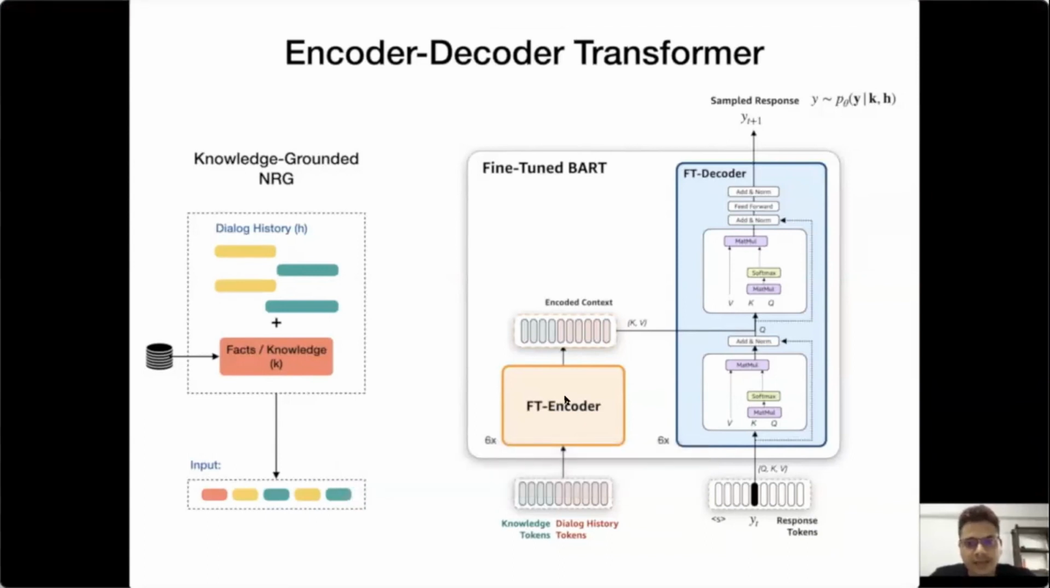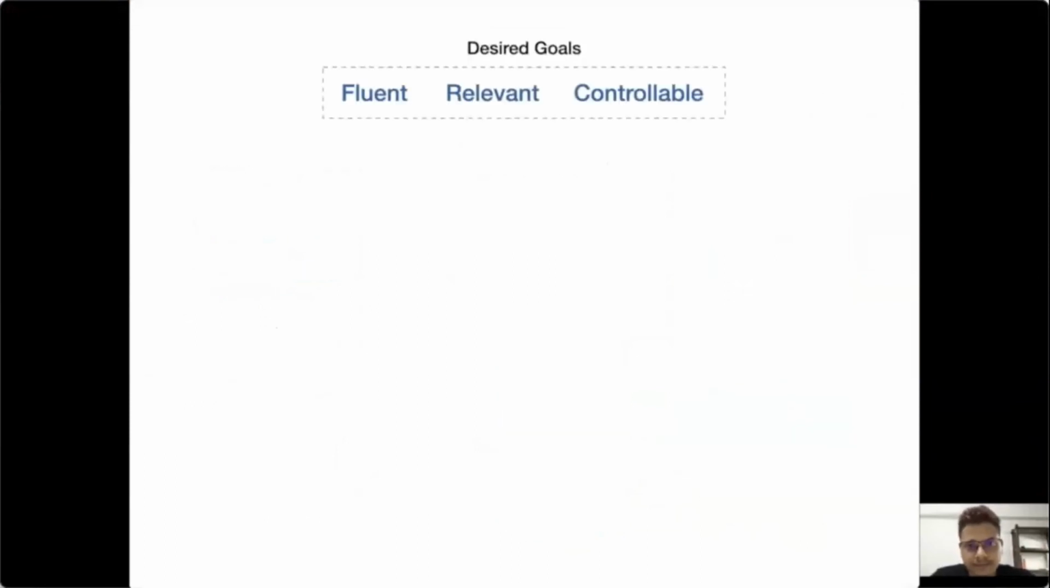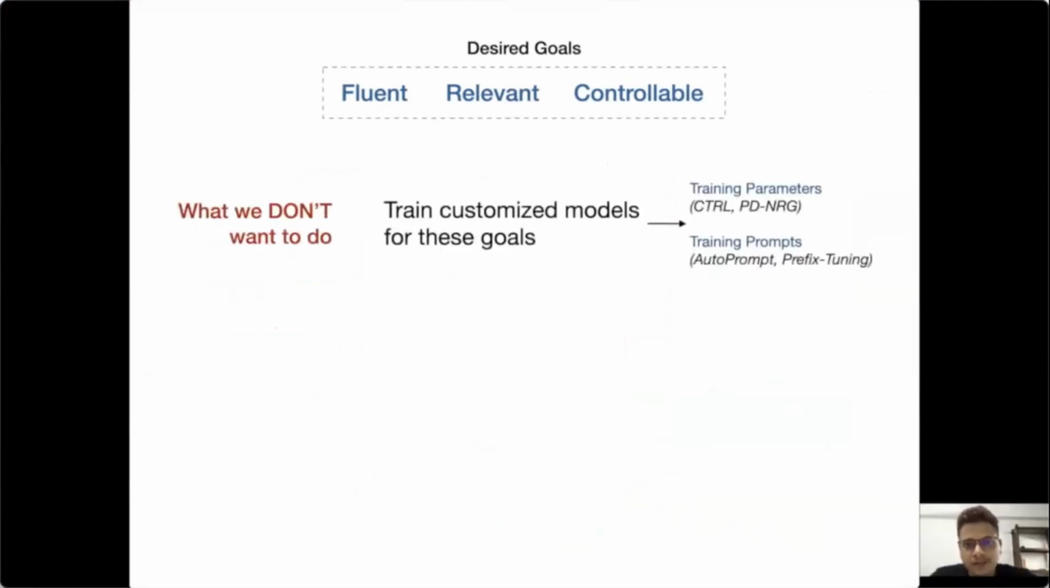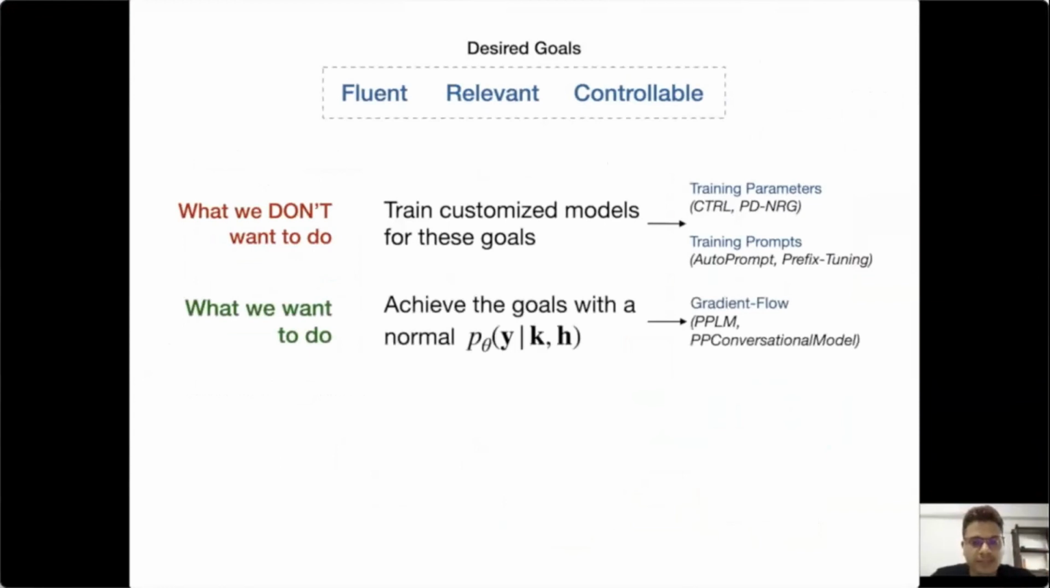In particular, we investigate an encoder-decoder transformer model that is trained on this task. Some of the desired goals of such dialogue responders is to be fluent, relevant to the conversation, and also controllable. In this work, we do not want to achieve these goals by training customized conditional models that exist in the literature. Instead, we want to achieve controllability in a generic encoder-decoder model that is already fine-tuned for the response generation task. So in other words, we aim to achieve controllability by biasing the model and doing this only during testing phase.